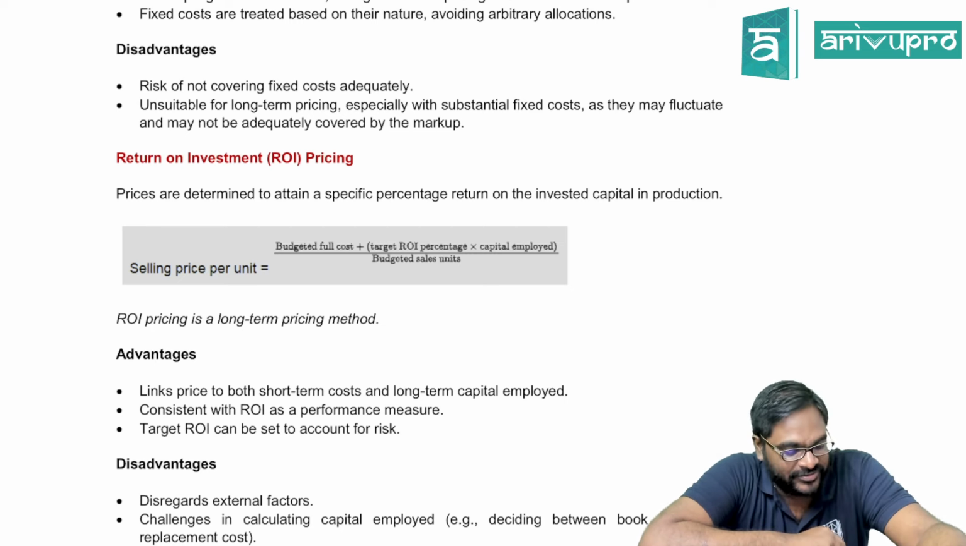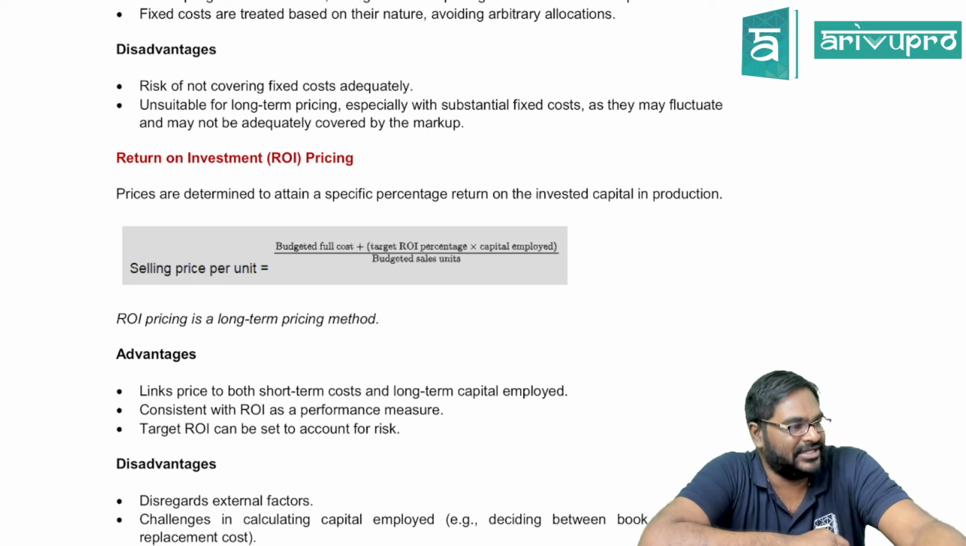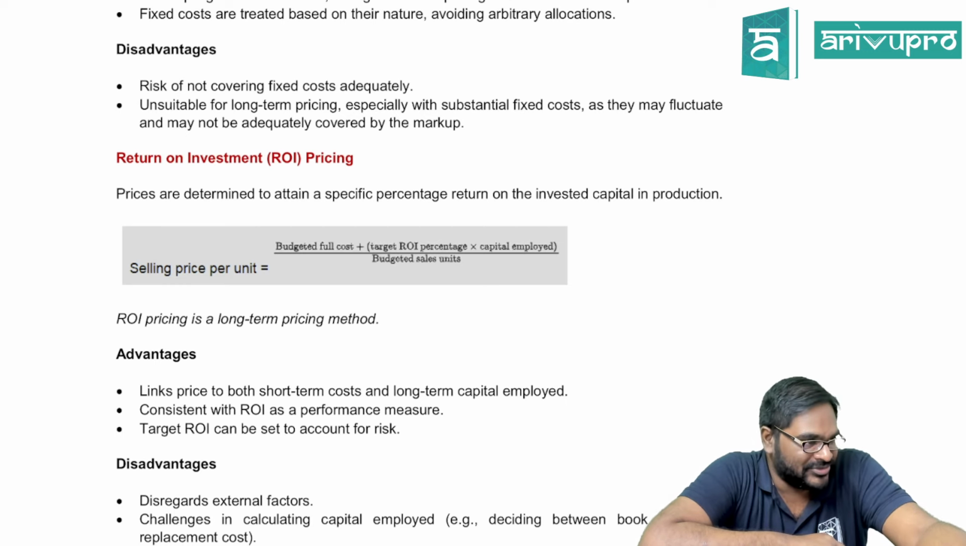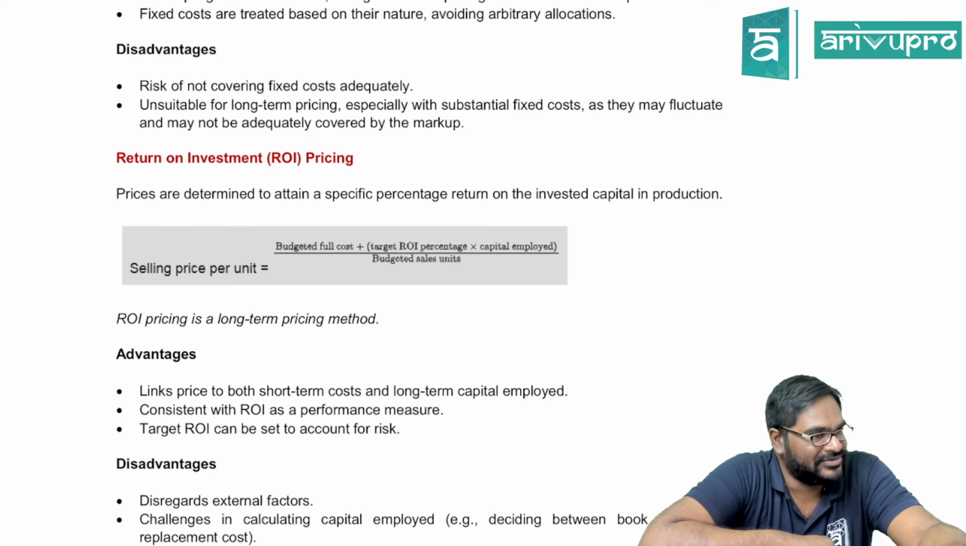Yes, capital employed would be your investment, but it's a bit of a subjective one. In your exam, don't worry, they will give straightforward ones like equity, shares, reserves. They directly give you straightforward ones in your exam.